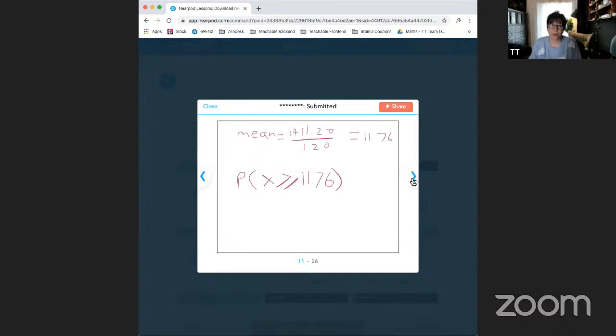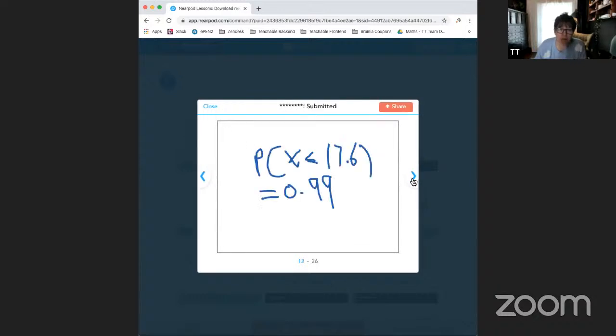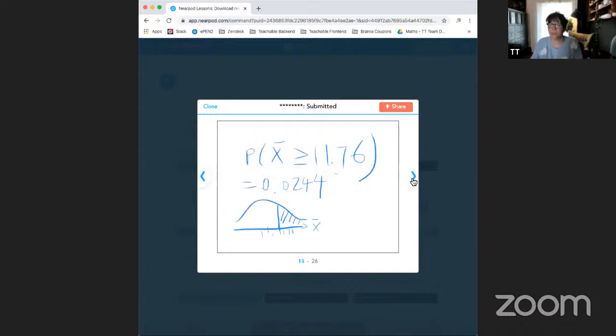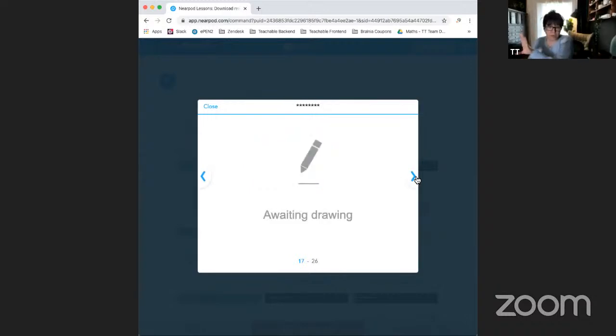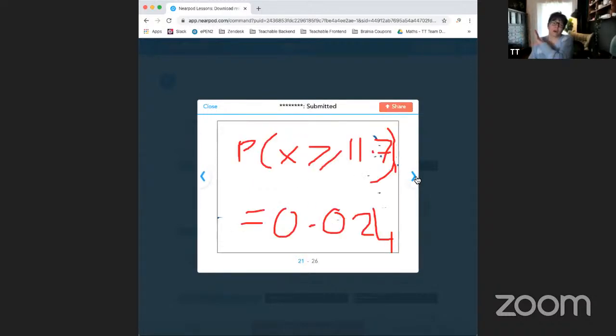Okay. Have we got any actual probabilities coming out yet? That one is still the wrong side, and it should be 11.76. 0.0244. Brilliant picture. Brilliant. The area to the right being 0.0244. Let's see if anybody agrees. This is still going the wrong way. This is still going to the left. And we know 11.76 is bigger than we expected. So it would be going to the right. 0.024. Perfect. Not quite perfect.